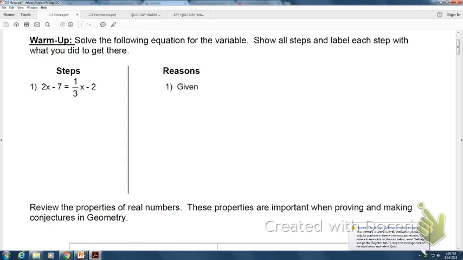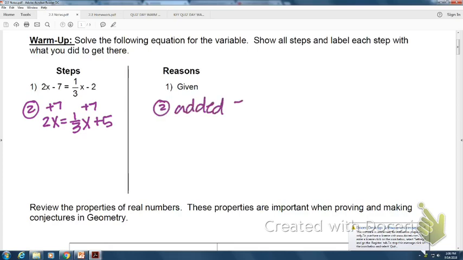So what is the first step that I'm going to do in order to solve this algebra problem? Add 7 to both sides, sure. When I add 7 to both sides, what am I left with? 2x equals 1/3 x plus 5. And the reason is I added 7 to both sides. That's how I can say that 2x equals 1/3 x plus 5.